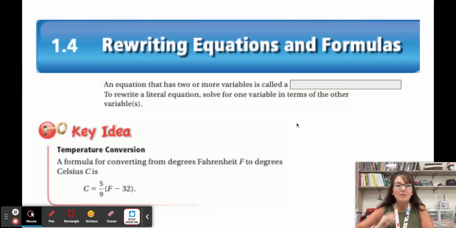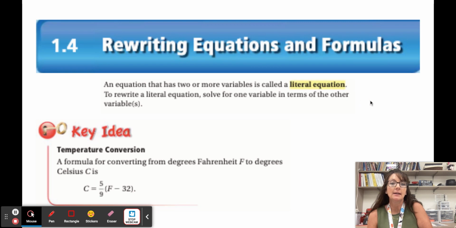All right, here we are with the last video in chapter 1. So 1.4, rewriting equations and formulas. An equation that has two or more variables is called a literal equation. To rewrite the literal equation, solve for one variable in terms of other variables.